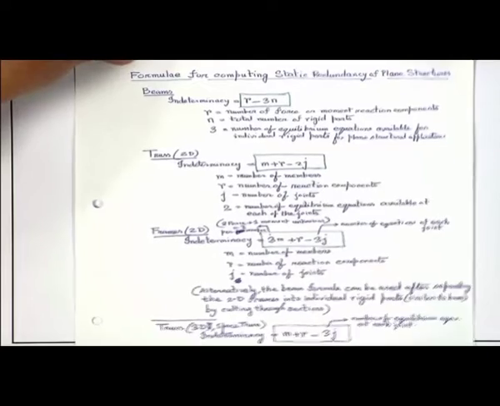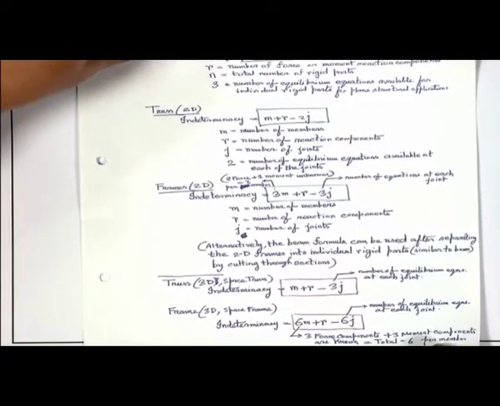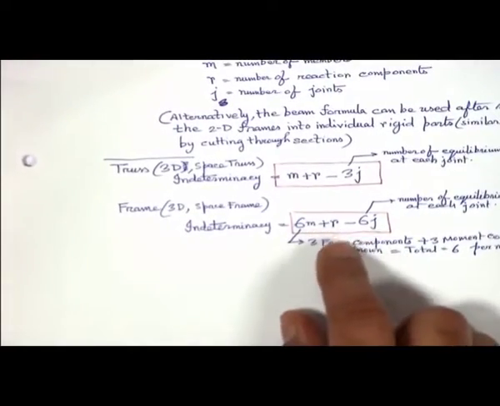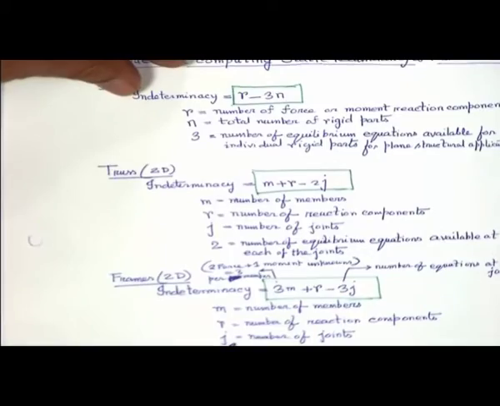I will show you some formulas that you can recapitulate: r minus 3n to find the indeterminacy in a beam, m plus r minus 2j for trusses, 3m plus r minus 3j for frames, and similar ones for 3D trusses and 3D frames. You do not need to remember these formulas. They come automatically from your understanding of how many conditions are known and how many unknowns are to be determined, and from there you can form the equations yourself.